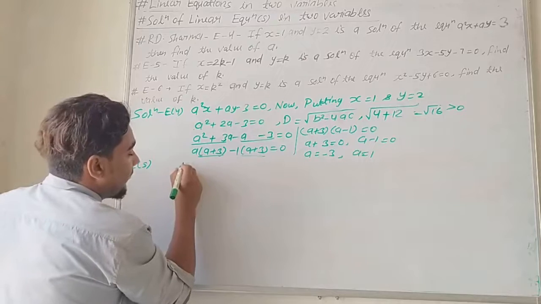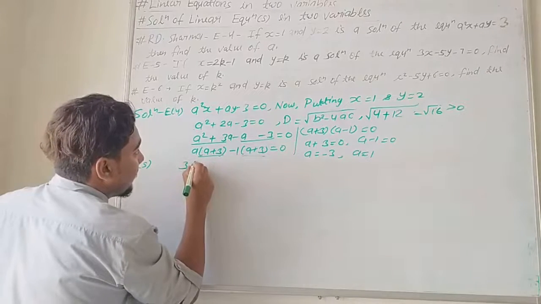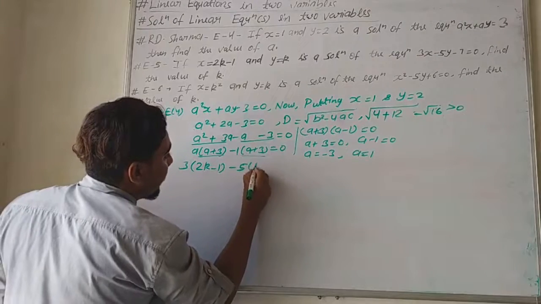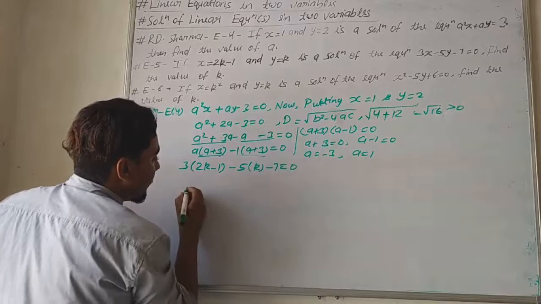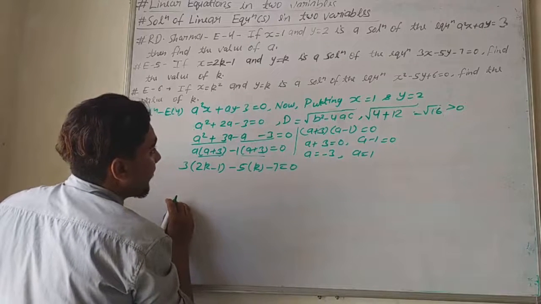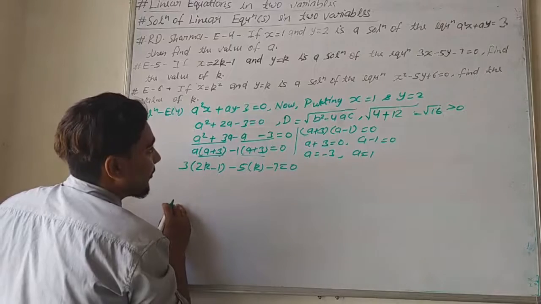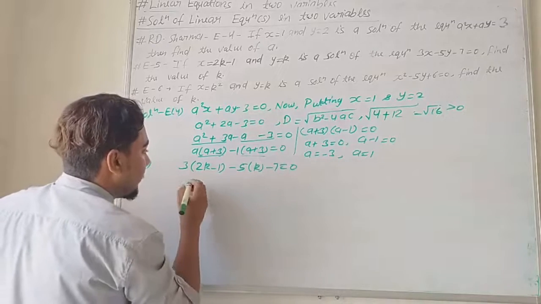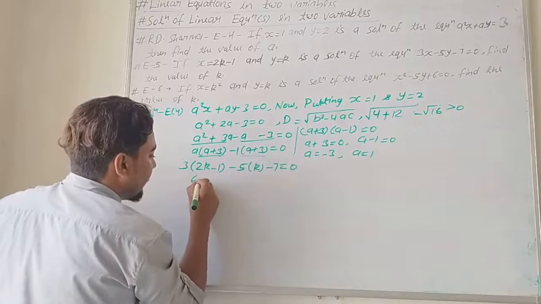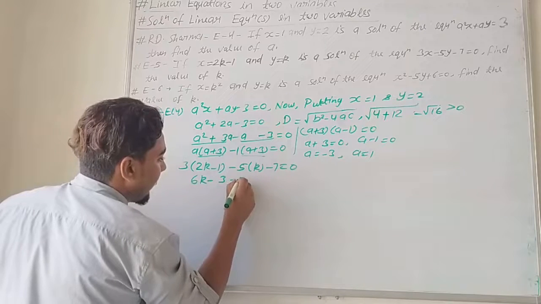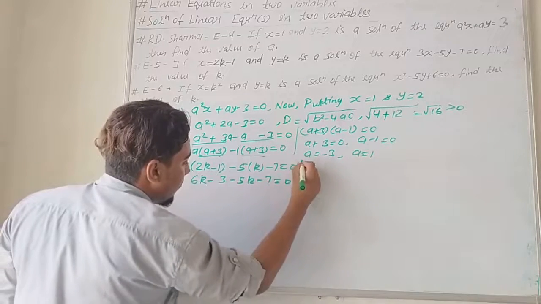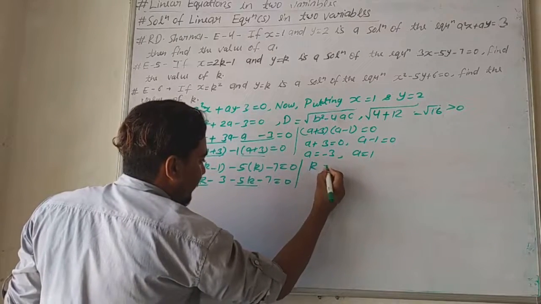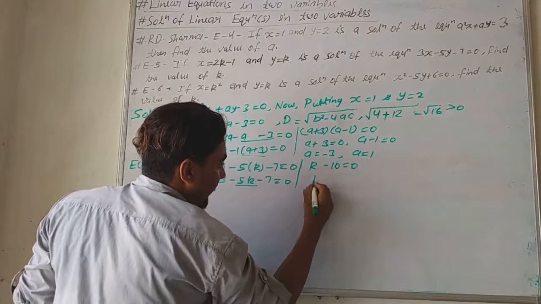Now I am putting the value of x in the given equation. What we get, 3 into 2k minus 1 minus 5 into k and minus 7 equal to 0. Now we solve it. Is it quadratic? Sorry, I had spoken it will be quadratic, but it is not quadratic, it is linear. So we can simply solve it multiplying 3, 6k minus 3 minus 5k minus 7 equal to 0. Questions are very simple. 6k minus 5k is k, and minus 7 minus 3 is minus 10 equal to 0, and k equal to 10.